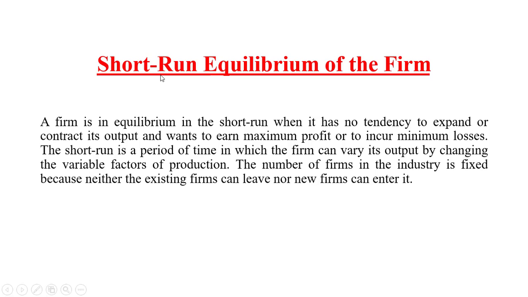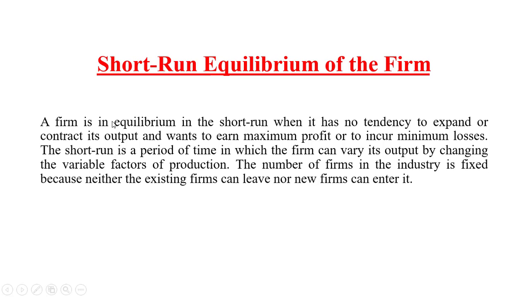Short run means when you cannot change the input. The inputs are not variable. They don't change according to the level of output. They are fixed. So what happens in the short run is that you have the factors of production fixed, and the number of firms in the industry is fixed because neither can the existing firms leave nor can new firms enter it.